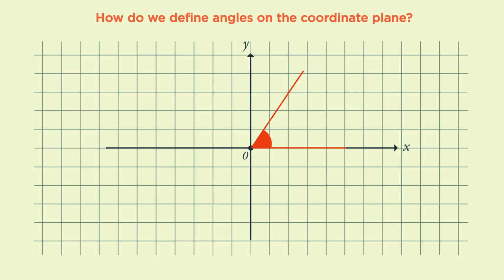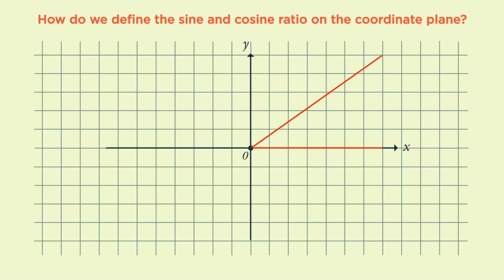Now let's see how we can define the sine ratio of this acute angle using the coordinate plane. We can use a right-angled triangle to help us. First of all, how do we get a right-angled triangle? We can draw a vertical line from any point on this line to the x-axis to get a right-angled triangle. Let's call this point P for convenience. Let's call this point here Q, and let's look at triangle OPQ.